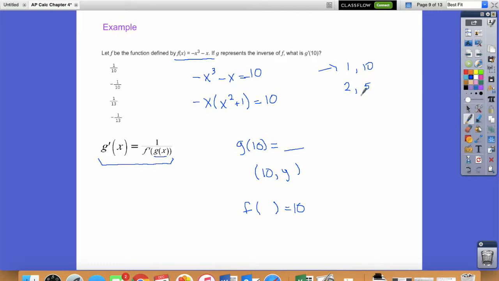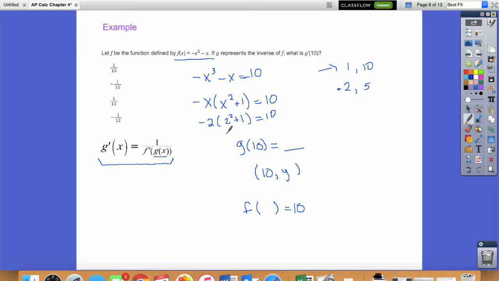So if I try plugging in a 2, that gives us negative 2 times 2 squared plus 1 equals 10. 2 squared is 4. 4 plus 1 is 5, times the 2 will give us our 10. Now the only problem here is that technically gives us a negative 10, and we want it positive, so what happens if we try a negative 2?